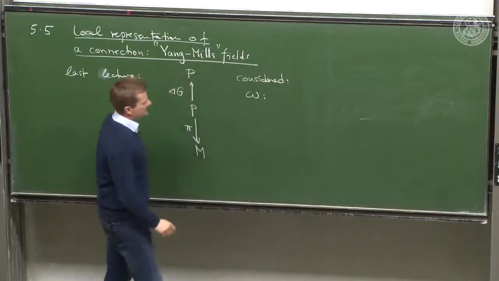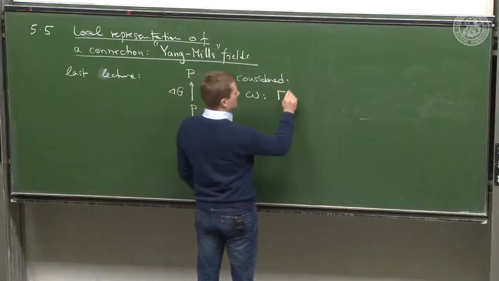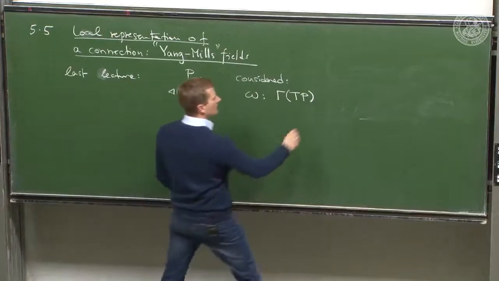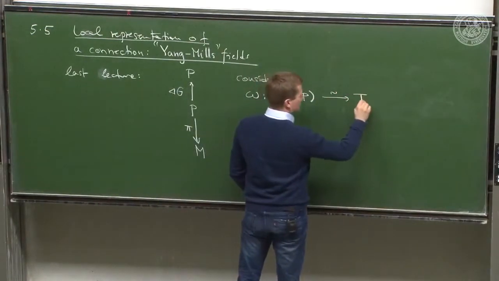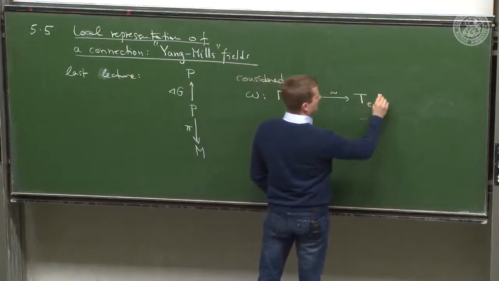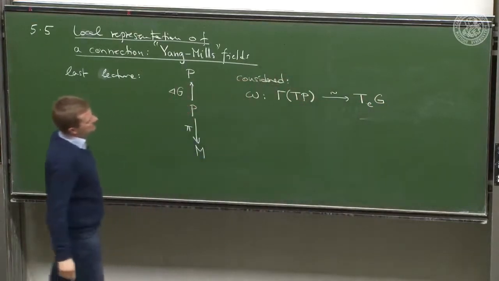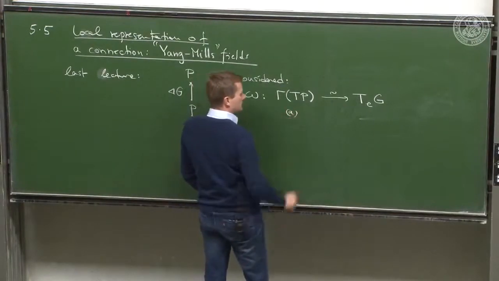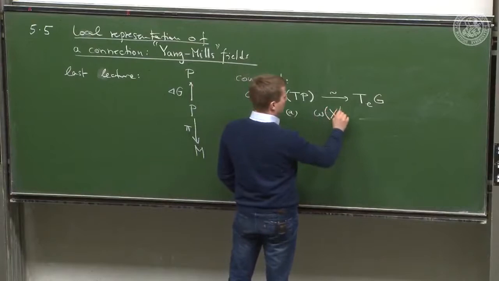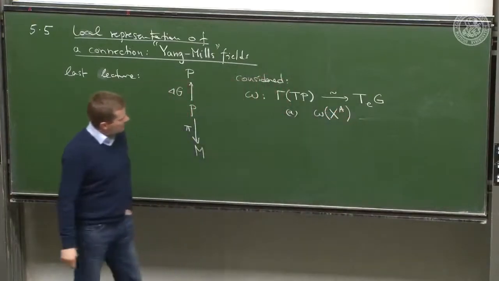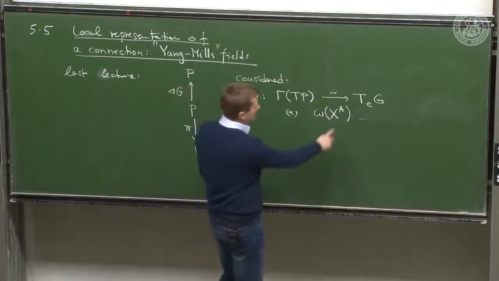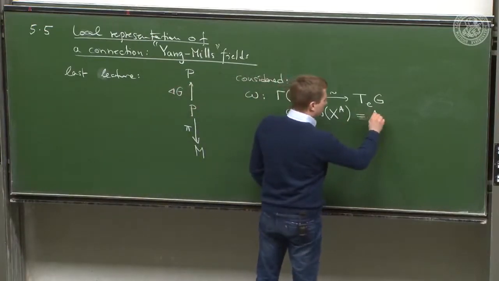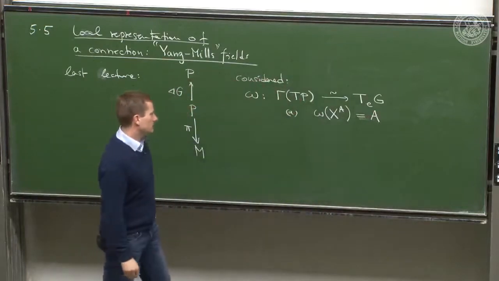So the one form aspect of it is that it takes you from a section of the tangent bundle linearly to, and that's now the Lie algebra valued aspect of it, to the Lie algebra of the underlying group. And it had to satisfy two conditions. First, whenever you plug in the vector field on P, X_A, that is generated by a Lie algebra element A, the one form sends you back to this A.